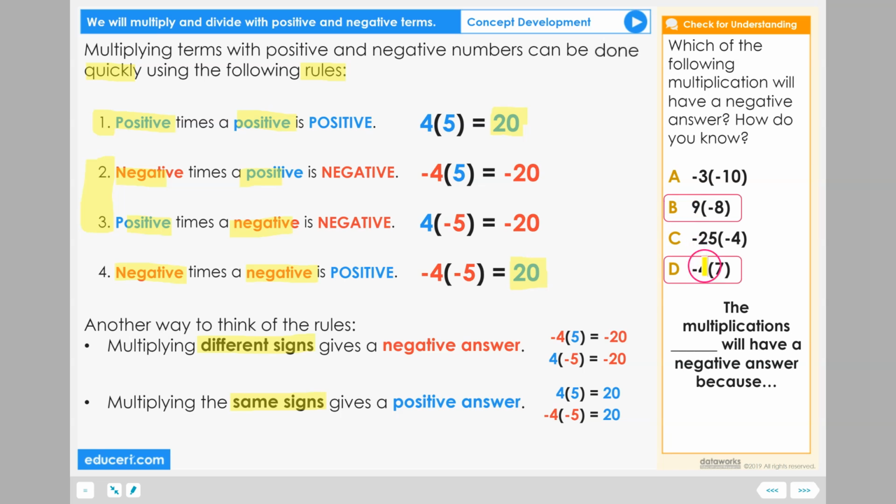Multiplication B and multiplication D. The multiplications B and D will have a negative answer because negative answers come when we have different signs. So the numbers in B and D being multiplied have different signs. Here is a positive 9 and a negative 8. Here is a negative 4 and a positive 7. Taking a look at A and C, they are both multiplying with the same sign because they are both negative numbers being multiplied. A and C will have a positive answer.